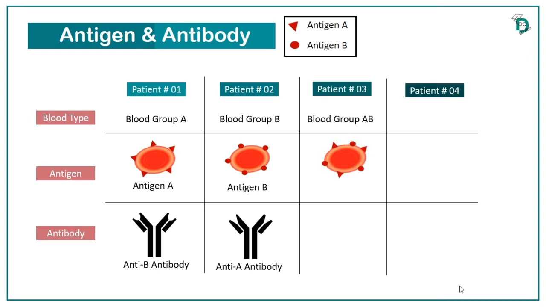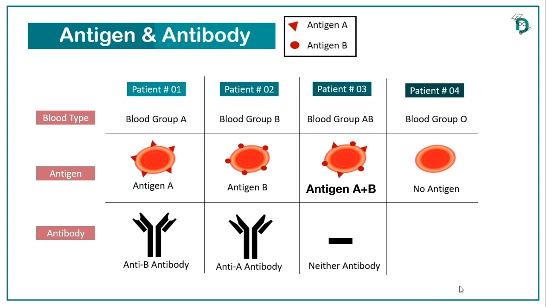If a person's blood group is AB, it means RBCs of that person have both antigens, antigen A as well as antigen B, on their surface. But plasma of that person contains neither anti-A antibodies nor anti-B antibodies. If a person's blood group is O, it means RBCs of that person contain neither antigen A nor antigen B on their surface, so plasma of that person contains both antibodies, anti-A antibodies as well as anti-B antibodies.